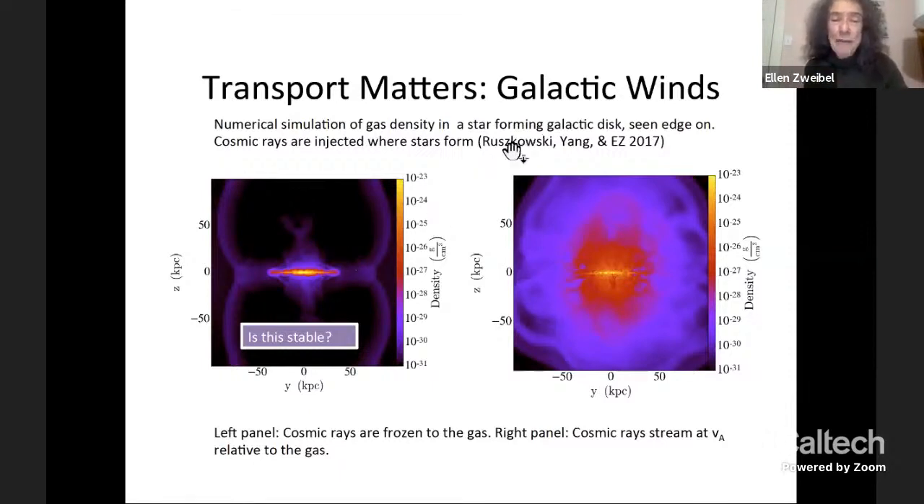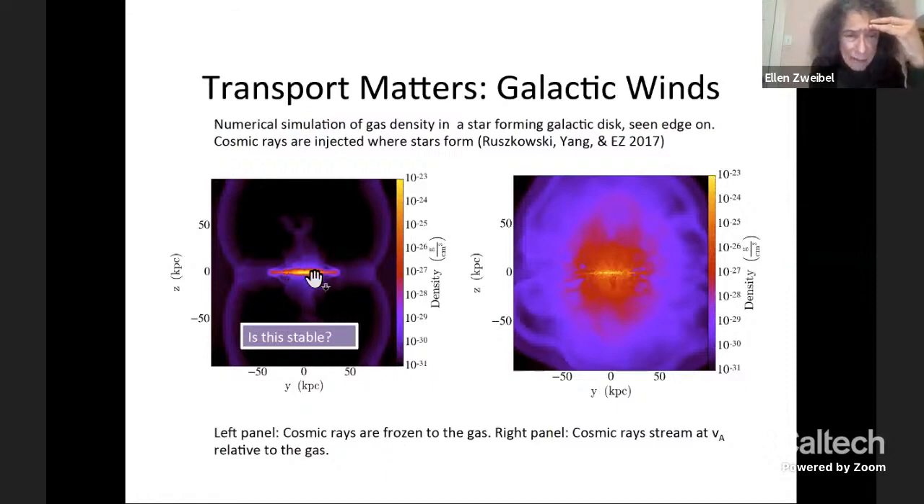So here's some work I did with Mateusz Ruszkowski and Karen Yang a few years ago. And we set up a gaseous disk with a halo, and had some sort of standard criteria for how stars form and how much star formation gives you so many supernovae, and what fraction of supernova energy goes into cosmic rays. And here on the left, we assume that the cosmic rays are just kind of frozen to the gas, that their diffusion coefficient is very small, and that they don't stream.